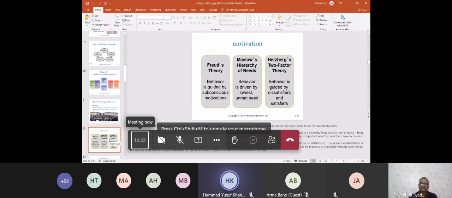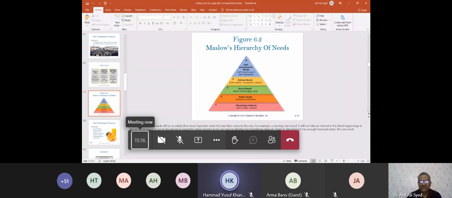Now, regarding motivation, you must have heard of the different theories associated with it. We have Freud's theory, given by Sigmund Freud, which says behavior is guided by subconscious motivation. Then we have Maslow's need theory. You have seen Maslow's hierarchy, the pyramid, where different types of behavior are driven by the lowest unmet need, at the bottom of the pyramid. And then we have Herzberg's two-factor theory: behavior is guided by dissatisfiers as well as satisfiers. So effectively, this is something about motivation which has propelled us towards deciding what we need.